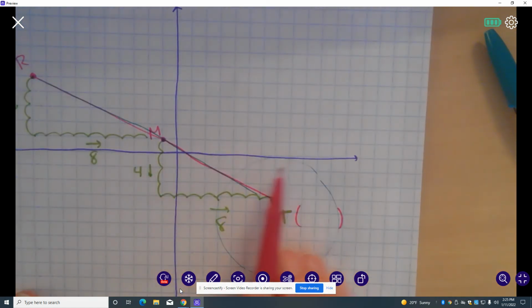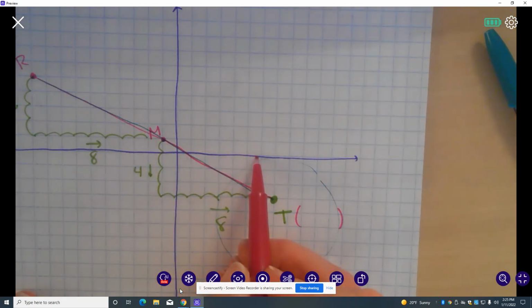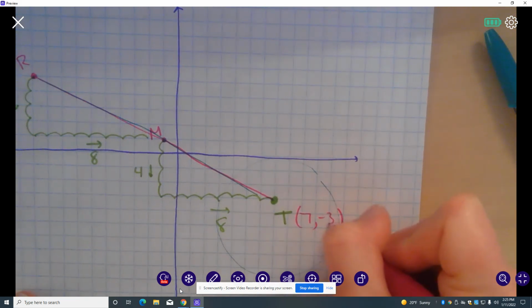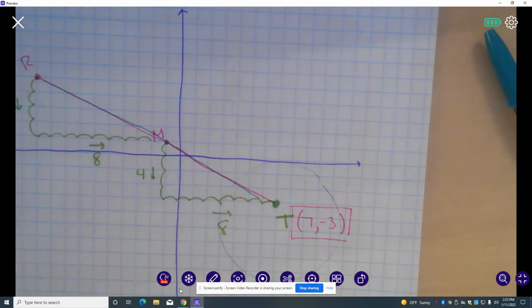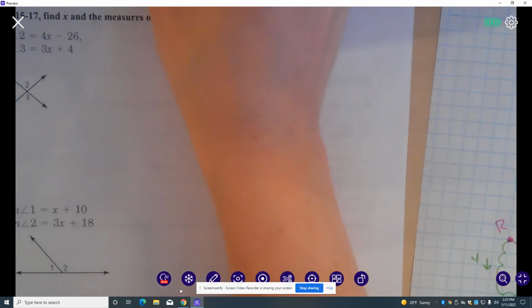So if I look at my graph, the x coordinate is 1, 2, 3, 4, 5, 6, 7, and then the y coordinate is -3. Okay. So the coordinates of my other endpoint, T, are (7, -3).